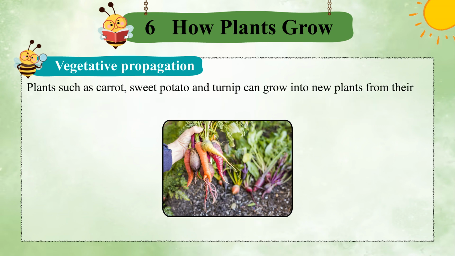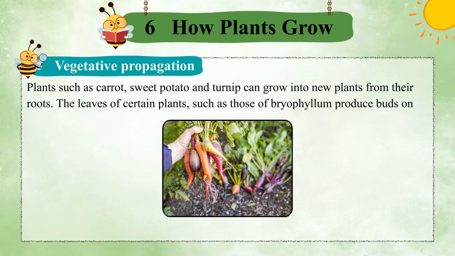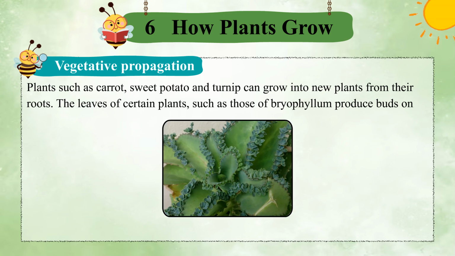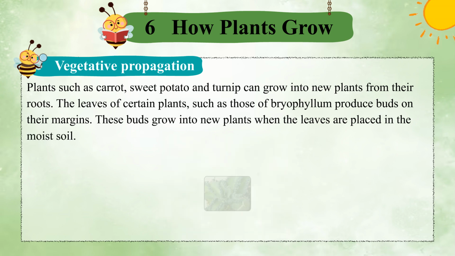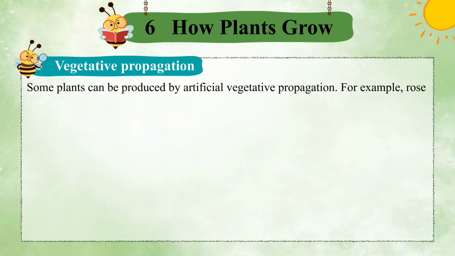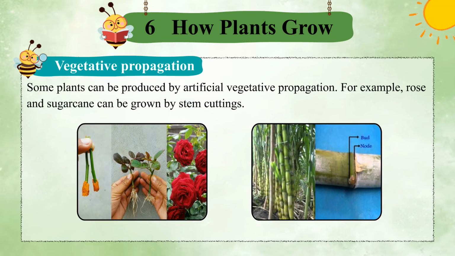Plants such as carrot, sweet potato, and turnip can grow into new plants from their roots. The leaves of certain plants, such as those of bryophyllum, produce buds on their margins. These buds grow into new plants when the leaves are placed in moist soil. Some plants can be produced by artificial vegetative propagation. For example, rose and sugarcane can be grown by stem cuttings.